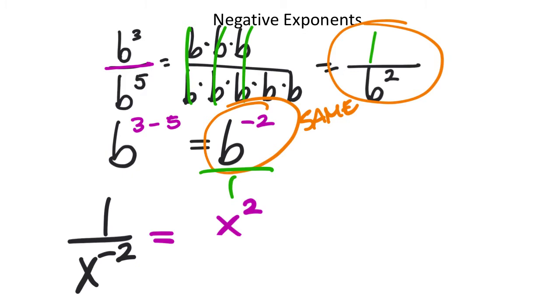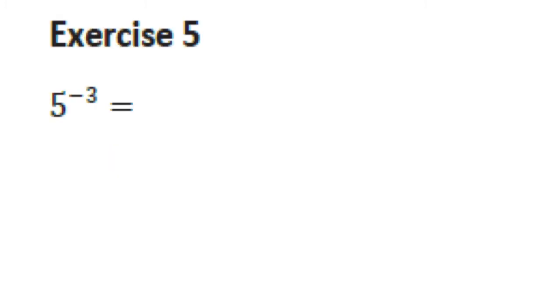So negative exponents, all it's saying is just move the base from the numerator to denominator or denominator to numerator. Another clever way to remember this is if it crosses the fraction line, then change the sign of the exponent specifically. All right, for exercise 5, we got base 5 to the power of negative 3.